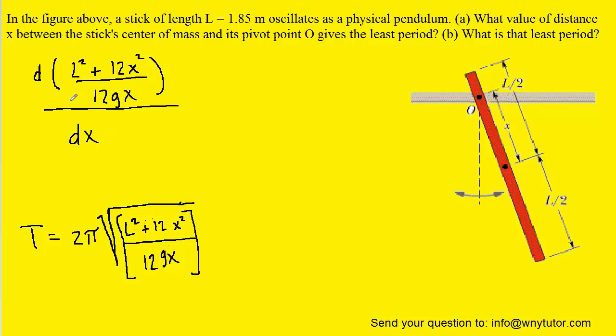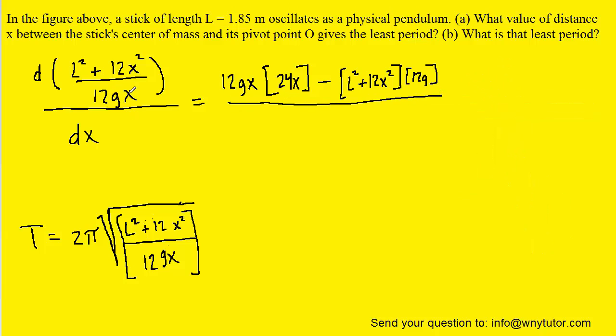So in fancy calculus notation, to take the derivative, we would set it up as follows. We're taking the derivative with respect to x. Technically, we have a quotient, so we're going to have to use the quotient rule. So we would have the bottom function multiplied by the derivative of the top. Now the derivative of L squared would be 0 since L is a constant. The derivative of this term would be 24x. So we would have 24x minus the top function, which again is L squared plus 12x squared, multiplied by the derivative of the bottom. Well, the derivative of 12gx would just be 12g. We just take the constant that's in front of the x. And then we have to divide by the entire bottom function squared, so (12gx) squared.